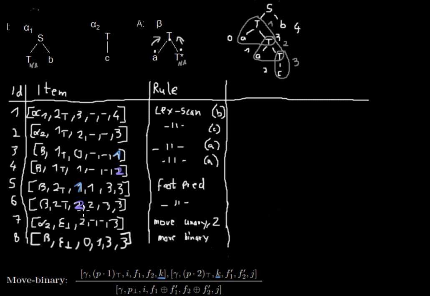Now let's combine 4 and 6. We will get another item. It will again be in the beta tree. We are again in daughter nodes 1 and 2, so we go to the root node in the bottom position. We copy the first index from the first item, so the 1. This item will end where the second item ends, so in this case it's 3 again. And we copy the span of the footnote if it's there, and we have one in item 6, so it's from 2 to 3. That was another application of the move binary rule, and those are the two new items we could generate out of this.